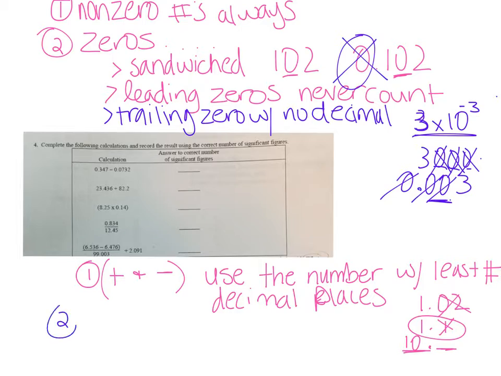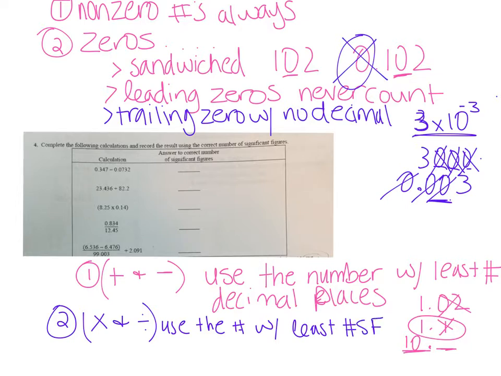All right, the second rule with multiplication and division is you use the number with least number of SigFigs. And I'll show you that in a couple of these examples, but it's going to come down to making sure you can recognize which ones are significant, which ones are not. So what I'm going to do is we're going to just kind of run through these. I'm not going to do the math for you. I'm going to have you do it, and I'm going to leave the last one to you so that you can figure out a little bit.